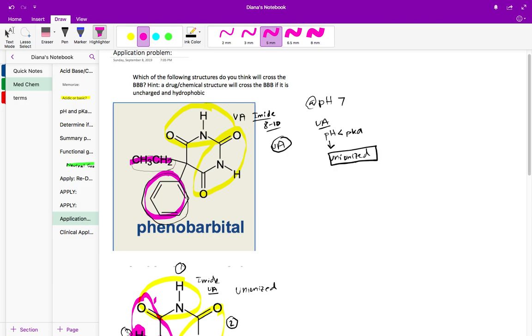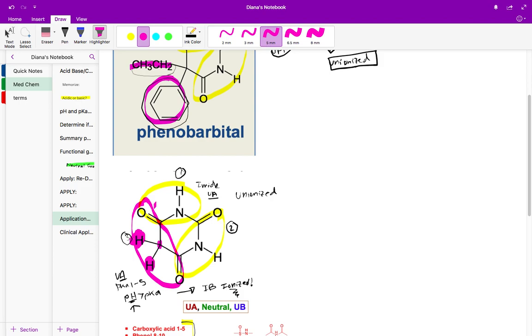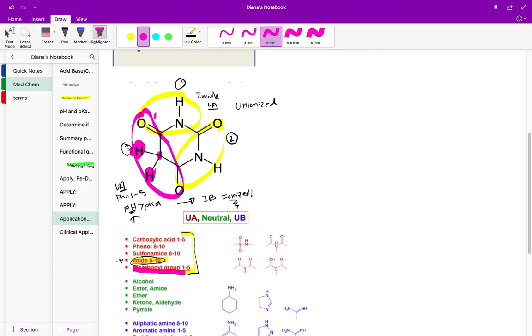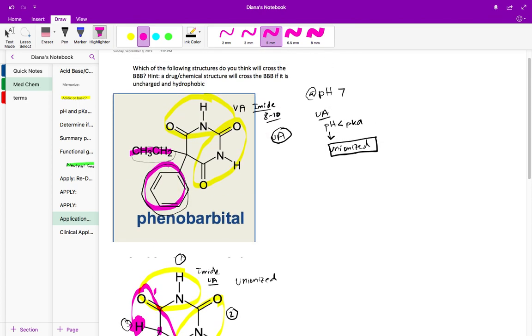And that is exactly how phenobarbital is designed. It was designed to substitute these two acidic protons right here, which make up that dicarbonyl acidic functional group. It was designed to get rid of those 2 acidic protons and replace them with an alkyl group and an aromatic ring, so it's less charged, right? So now, looking at phenobarbital, you don't have any primarily ionized form. You just have unionized form. So it will cross the blood-brain barrier, right?